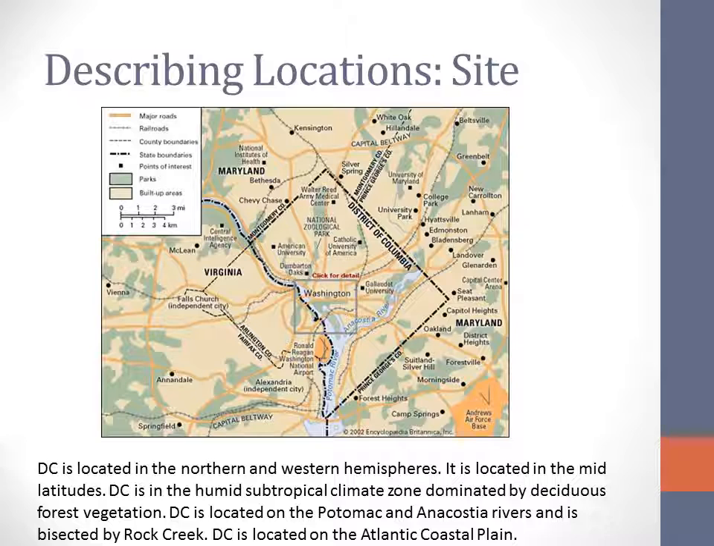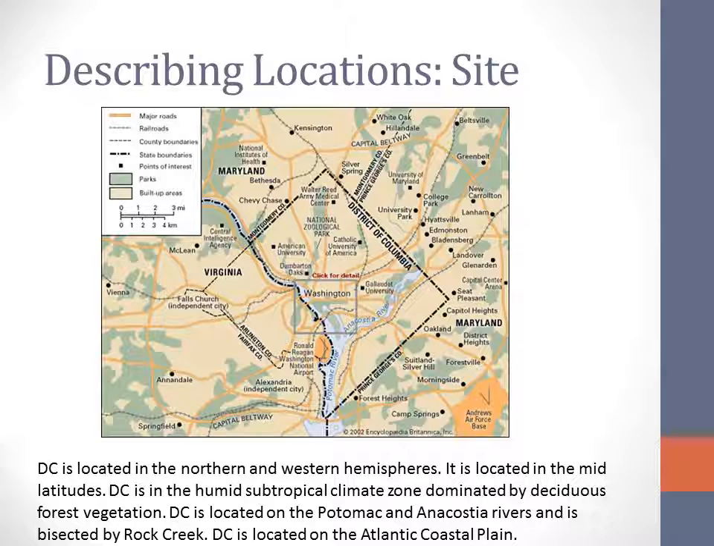In this slide, Washington, D.C. is shown in regards to the immediate site on the Potomac and Anacostia rivers, the city, the suburbs, the parks, and various transportation arteries. This is a reference map. The following description describes the site of Washington, D.C.